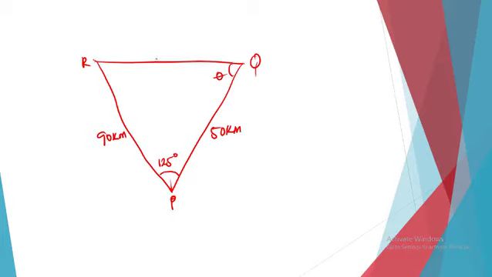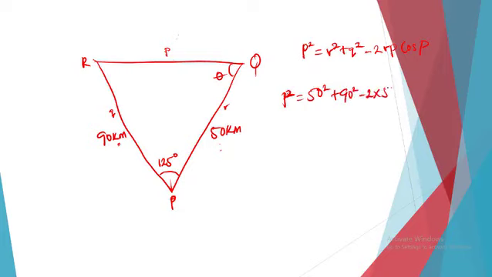Okay, so at this point, let's remember that this is our small letter P, this is our small letter Q, and this is our small letter R. So we are going to use cosine rule. So to determine the value of small letter P, it would then be P squared equals R squared plus Q squared, remember, minus 2 times R P, then cos angle at P, cos P. That will give us P squared equal to, what's our R squared? 50 squared plus Q squared, which is 90 squared, minus 2 times 50 times 90 cos 125 degrees.